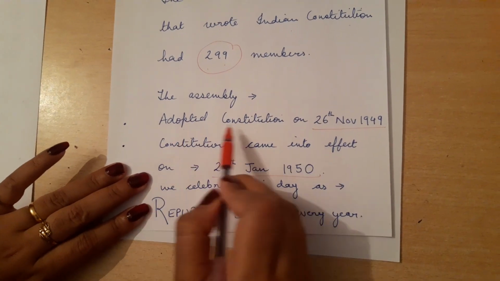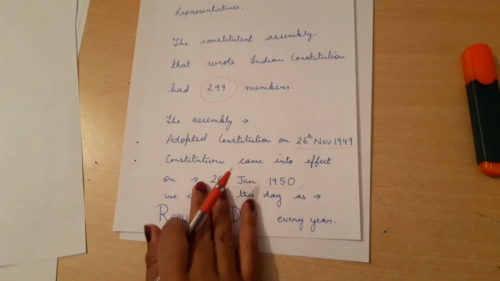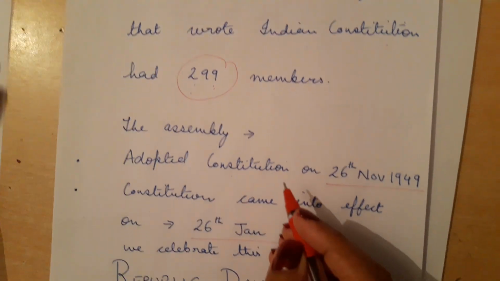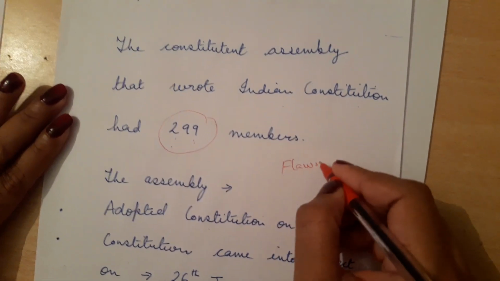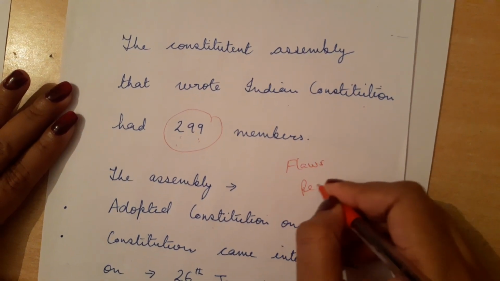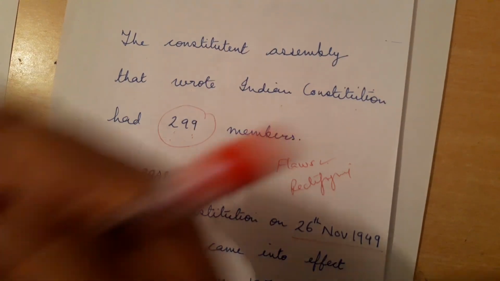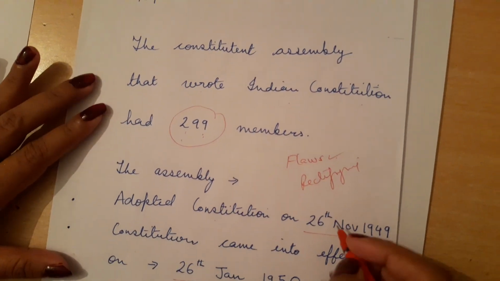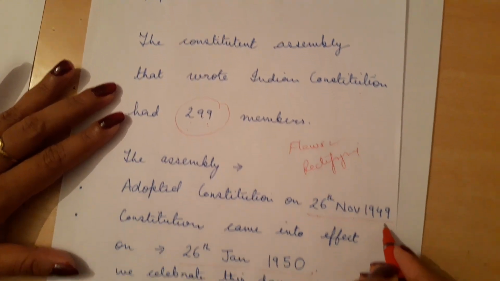Okay, so it was drafted when the making started in 1928, right? Then the Constituent Assembly, where there were 299 members, kept on thinking, and there were so many flaws coming every time, and then they were rectifying these flaws. So this drafting and the procedure of making, dissolving, and making again kept on working for so many years, and finally it was adopted on 26th of November 1949.